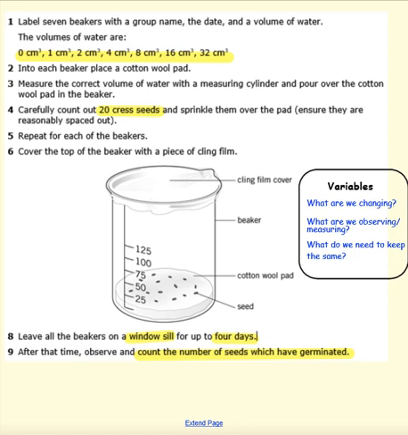After that time, we would want to count the number of seeds that have germinated and record them for each volume of water we added. Pause the video here and identify what variable are we changing. Can you remember what we call that variable? Which variable are we observing or measuring? What do we call those variables? And what do we need to keep the same? What do we call those variables? Pause now, answer those questions using the information.